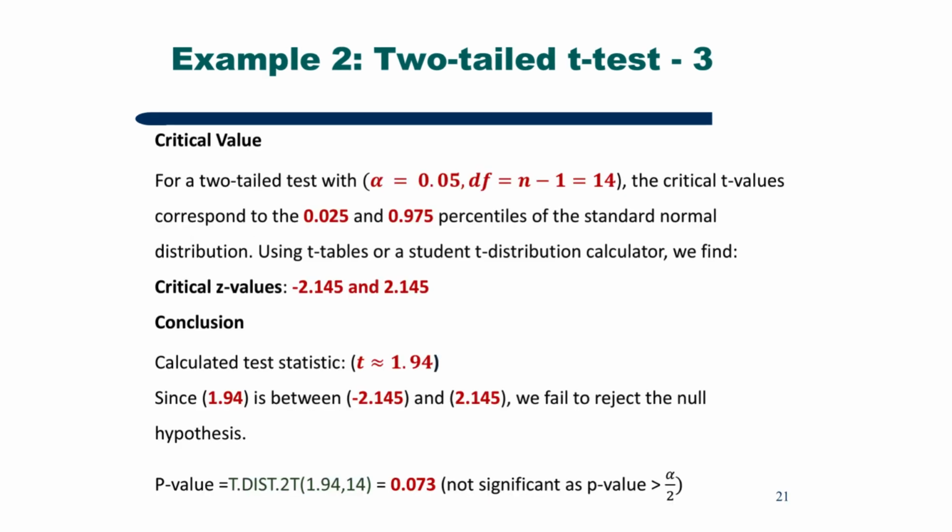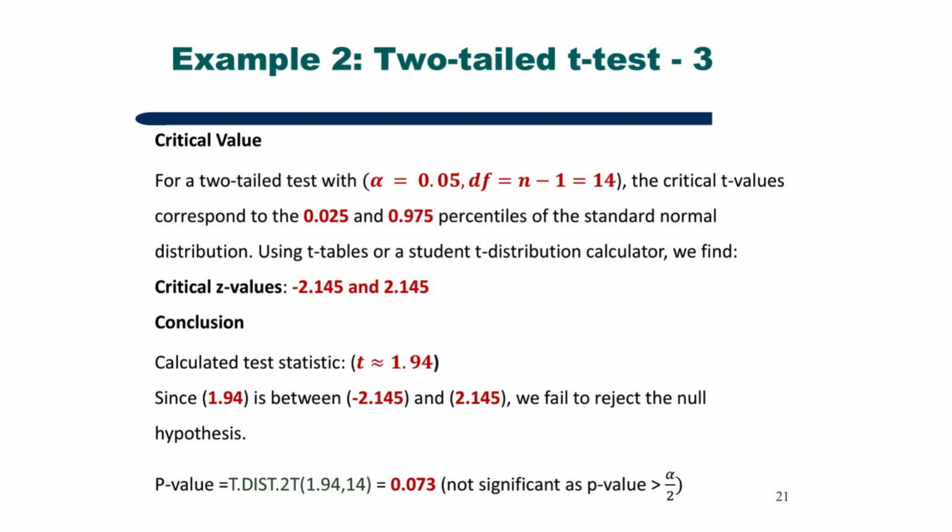Critical value. For a two-tailed test with alpha equals 0.05, df equals n minus 1 equals 14, the critical t-values correspond to the 0.025 and 0.975 percentiles of the t-distribution. Using t-tables or a student t-distribution calculator, we find critical t-values minus 2.145 and 2.145.